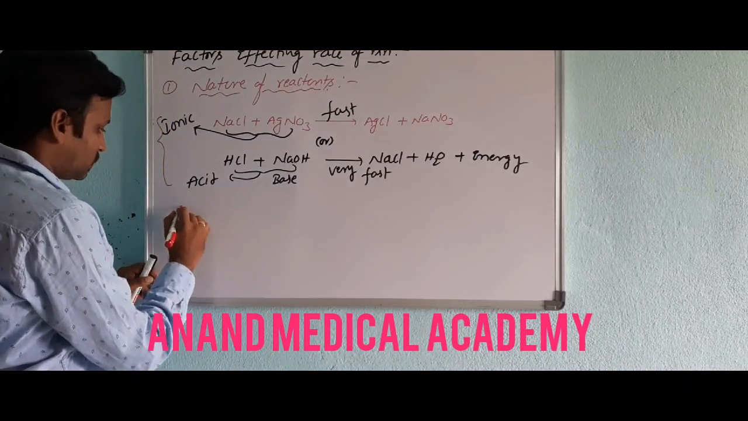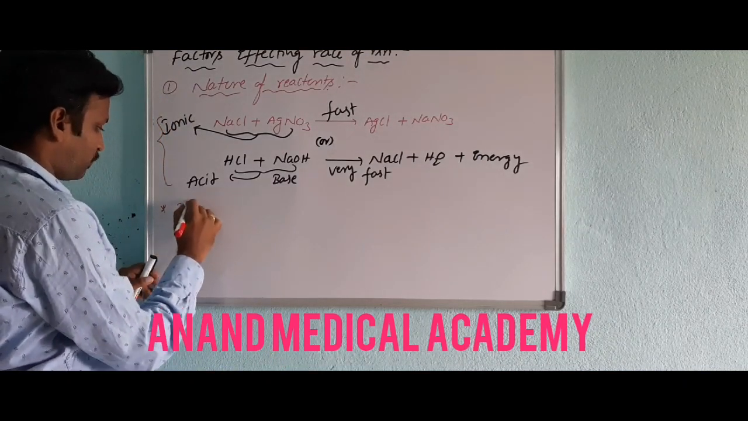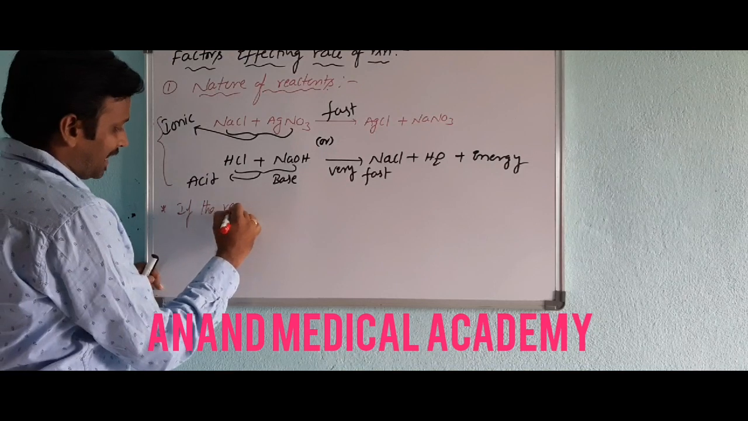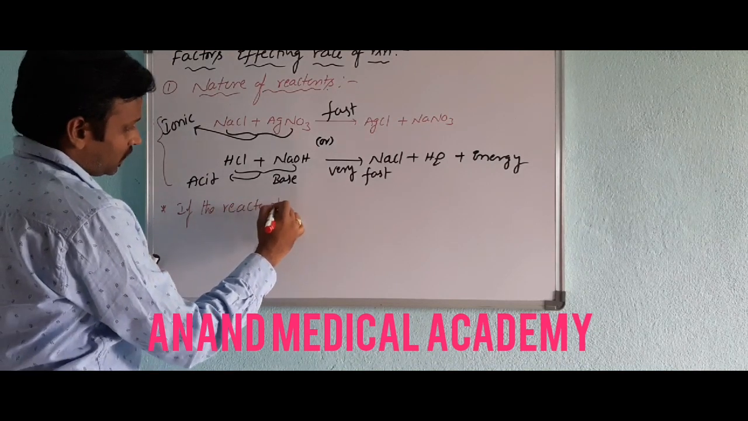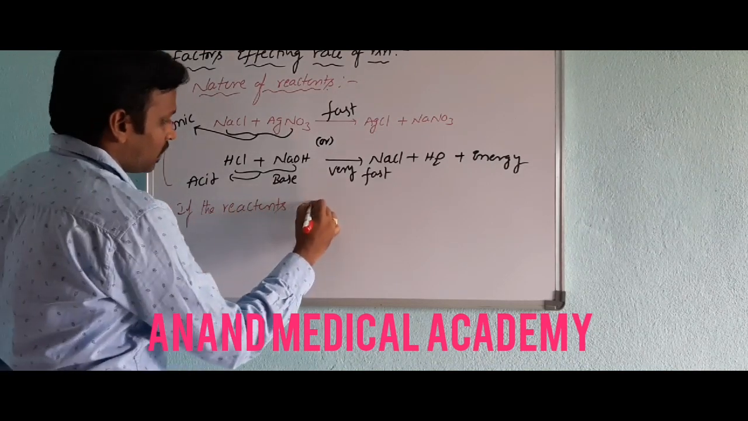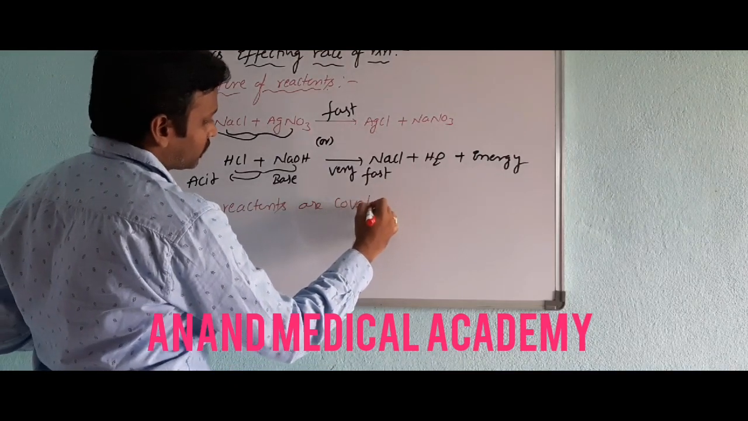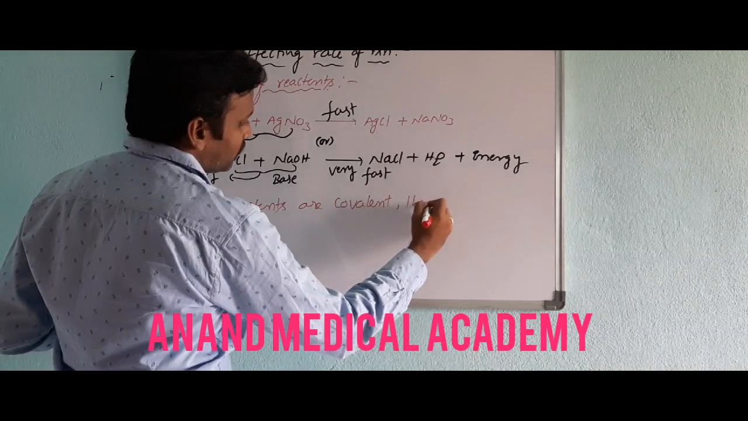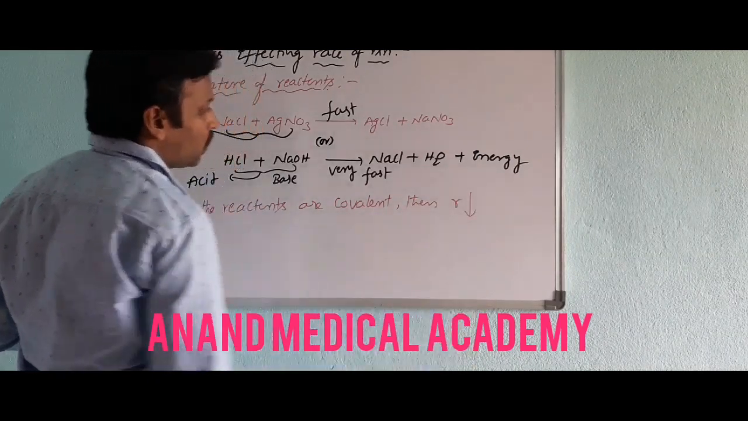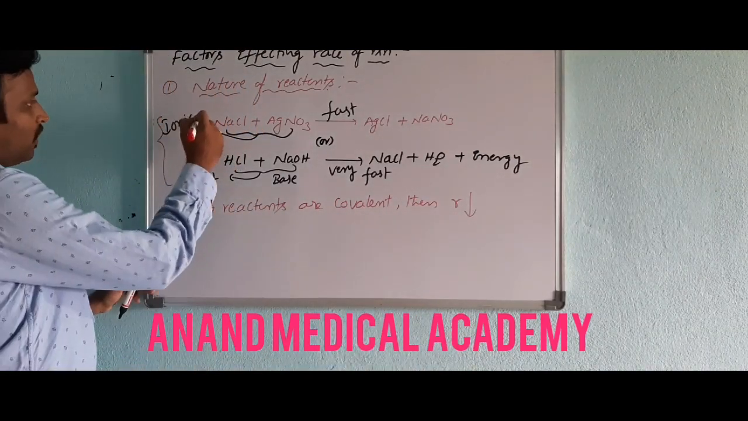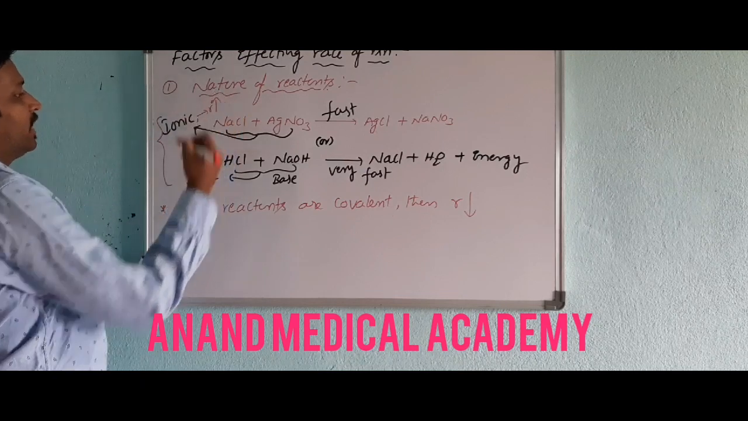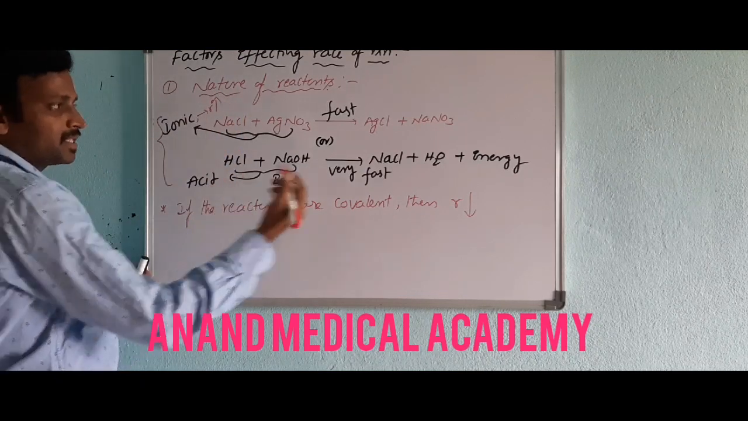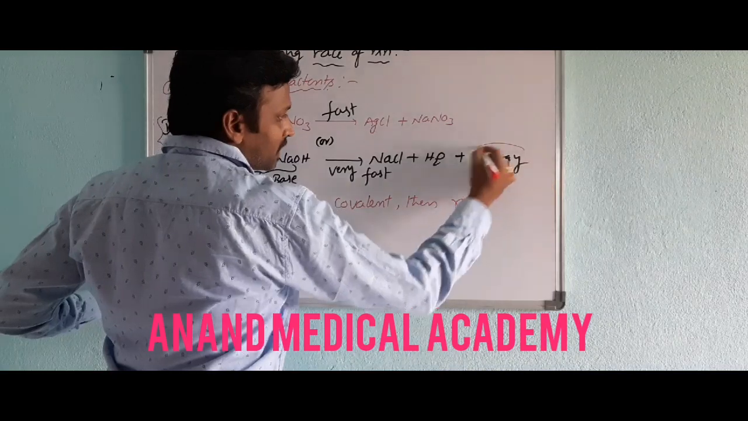Okay, the next point: if the reactants are covalent in nature, then the rate of reaction is low. If ionic, the rate will be very high. For acids and bases, the rate will be very high because energy is released.